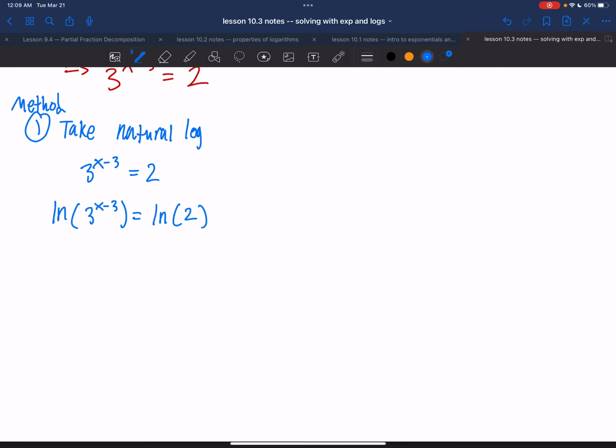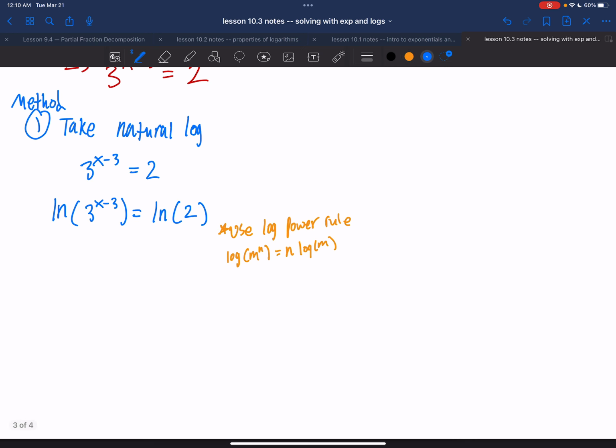Why is this useful? Well, the exponent is x minus 3, and the power rule, okay, I'm going to use the log power rule. That says that log of m to the n equals n log m. Okay? You can pull the power out in front as a coefficient. That's one of our logarithmic rules. So this, if you look at the left side of the equation, is x minus 3, that's the exponent, times natural log of 3 equals natural log of 2.